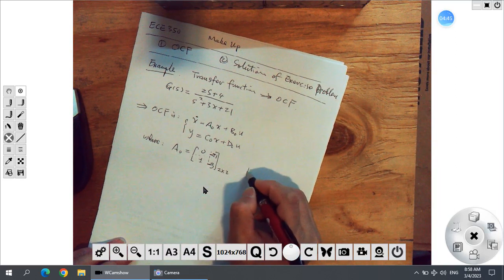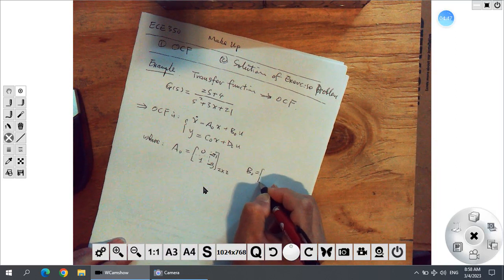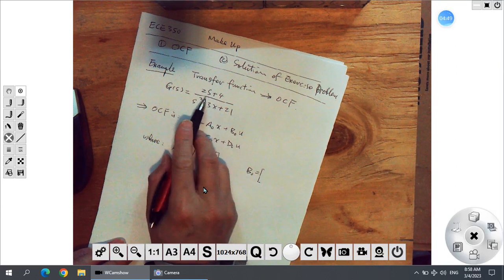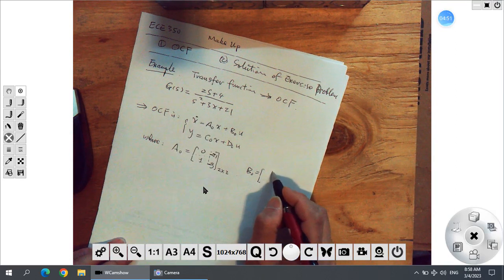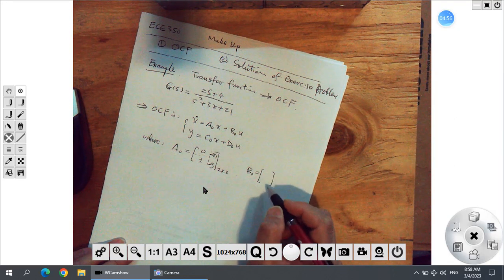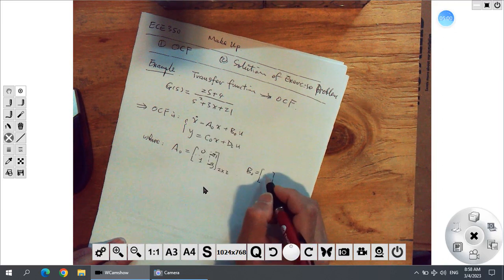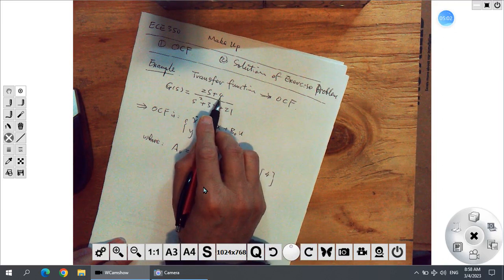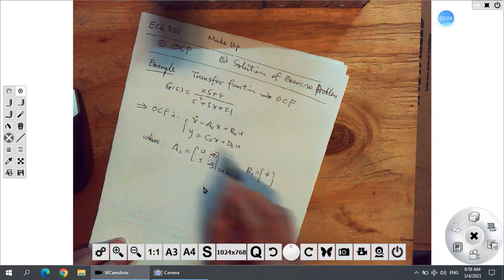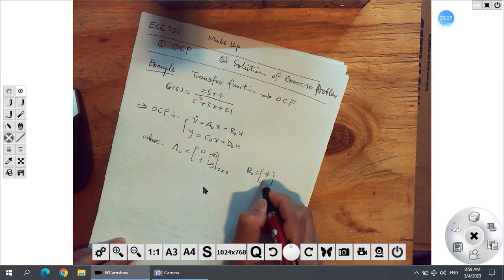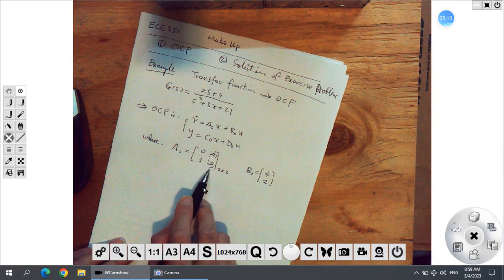And BO comes from the numerator. The size is still 2, so this is a column vector with 2 elements. The first number is also the constant, which is 4, and then 2. So 4 and 2, starting from the constant.